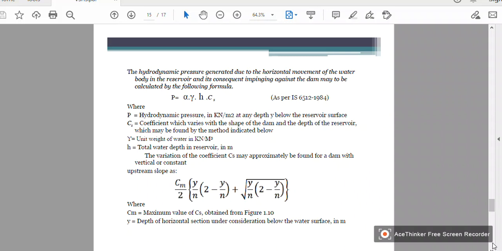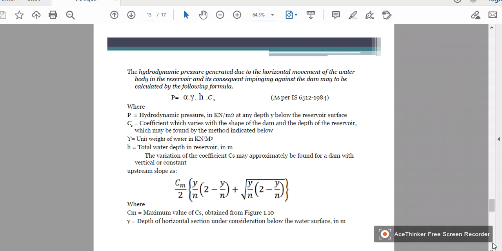Next, the hydrodynamic pressure generated due to the horizontal movement of the water. Because of the acceleration due to ground motion, the dam will be accelerating, and also the water. Then the hydrodynamic pressure is also generated on the dam due to those vibrations. The water in the reservoir and its consequent impact against the dam may be calculated by this formula.